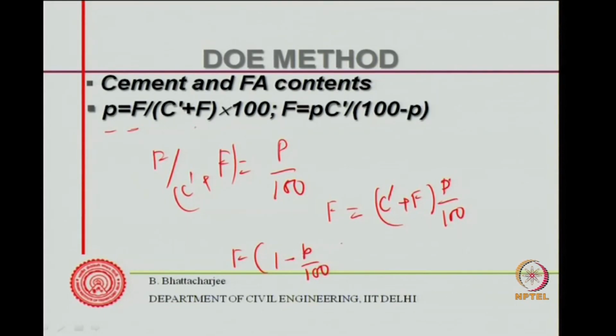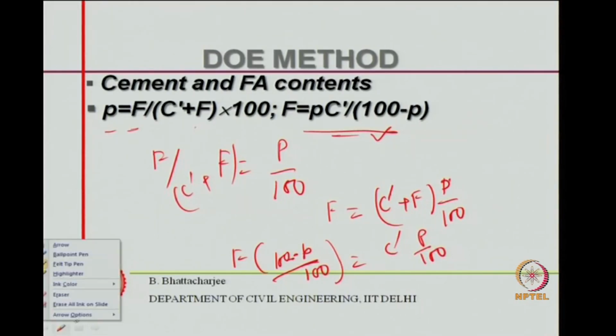So, you will get F into 1 minus P divided by 100, okay, 1 minus P divided by 100 is equal to C dash into P by 100. So, F can be found out, which is given in this equation. That means C dash into P divided by 100 minus P, right, and this can be written as 100 minus P divided by 100. So, 100 will cancel out. So, you will get this expression for F in terms of P.